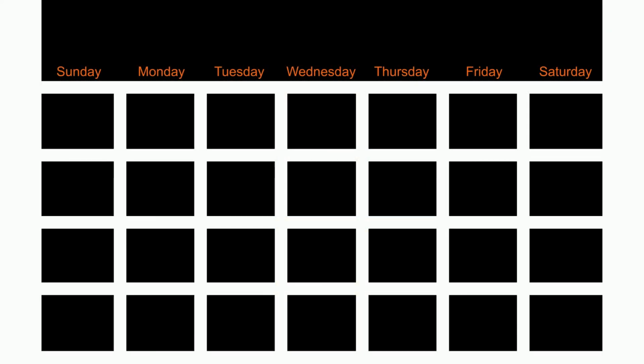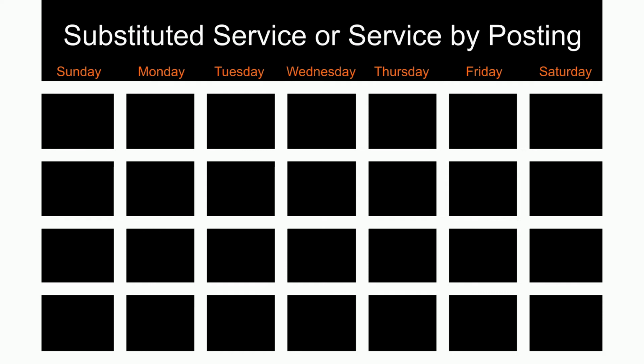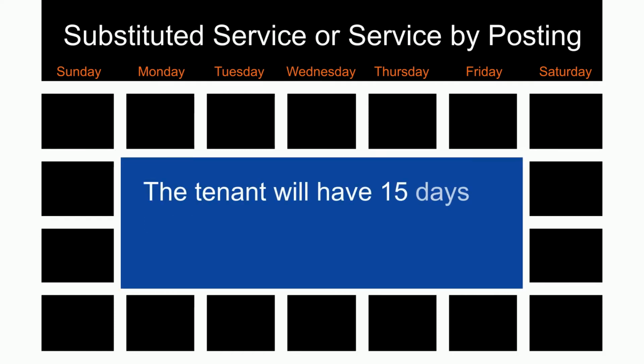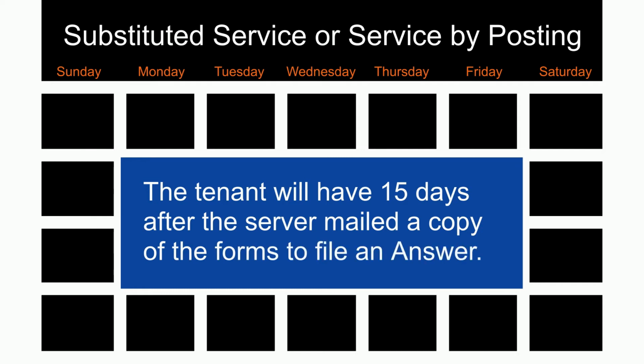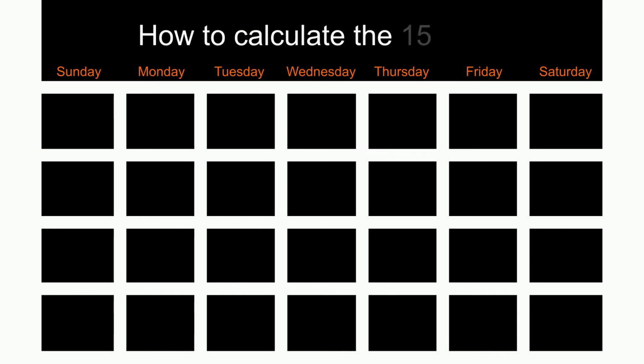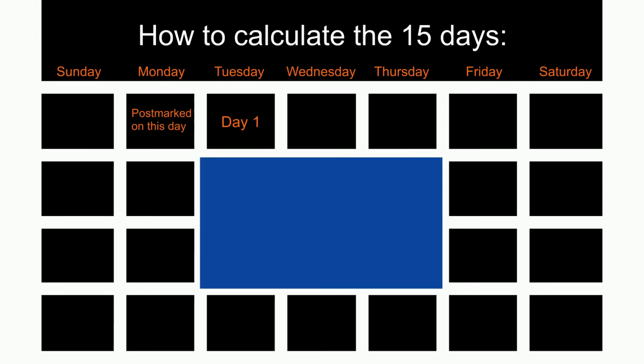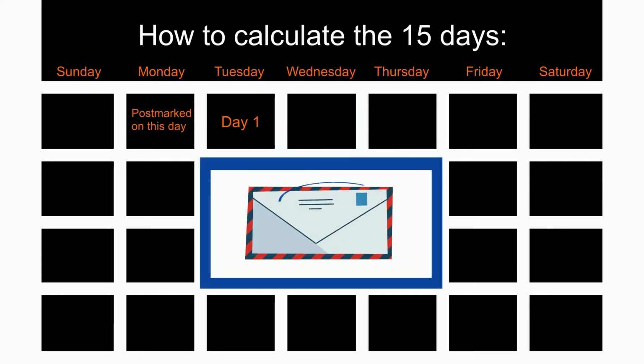If the tenant was served by substituted service or service by posting, the tenant will have 15 days after the server mailed a copy of the forms to file an answer. How to calculate the 15 days? Day 1 is the day after the postmark date. You can determine the mailing date by looking at the postmark date found on the envelope that contained the mailed copy of the forms.